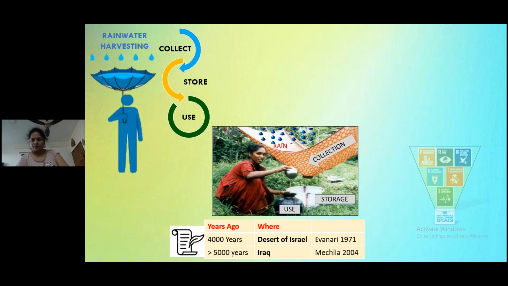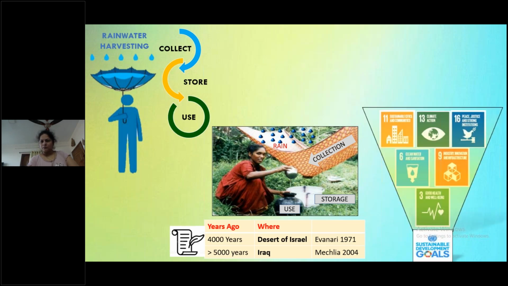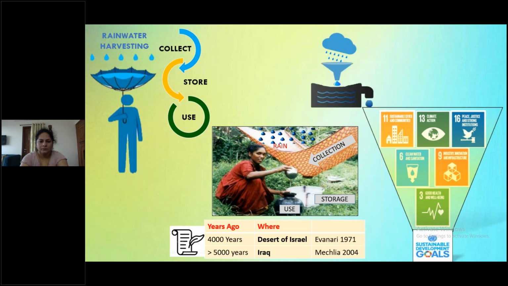So what is the motto behind this? Why should we store the water? Because, as we know, we have to reach our sustainability goals. By accumulating water, we can find clean water, and with that we will have good health. Then industry, then infrastructure, then we can come back with climate change actions. So there are so many sustainable goals related to water.